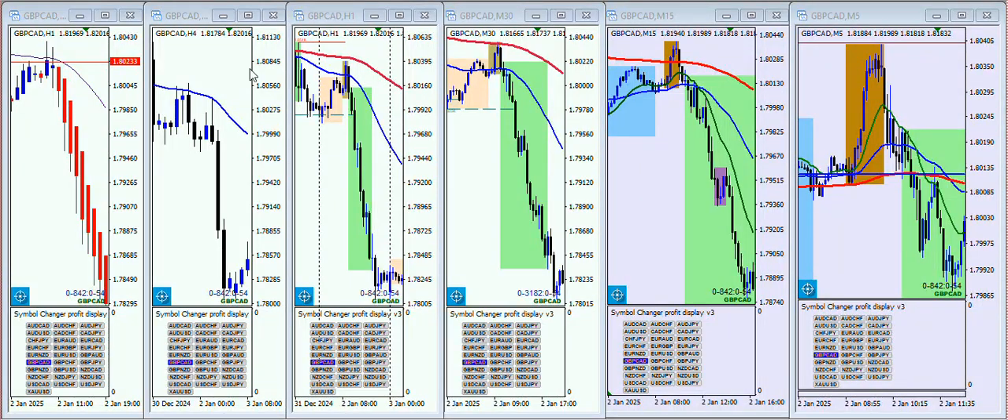Let me show you briefly how I trade the 200 exponential moving average rejection. So here we have the GBP/CAD on 2nd of January 2025, right? Now let me introduce the time frames.